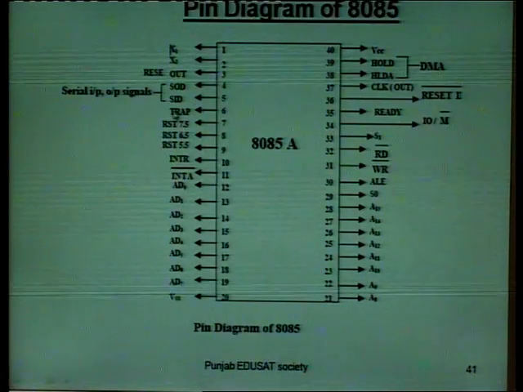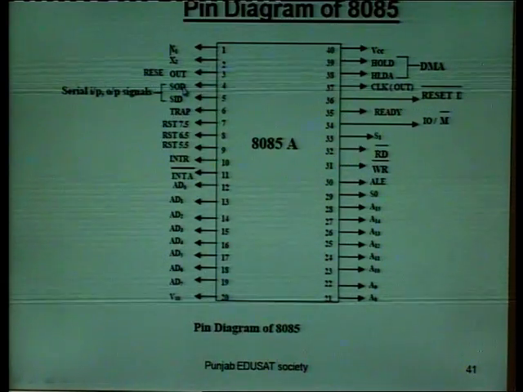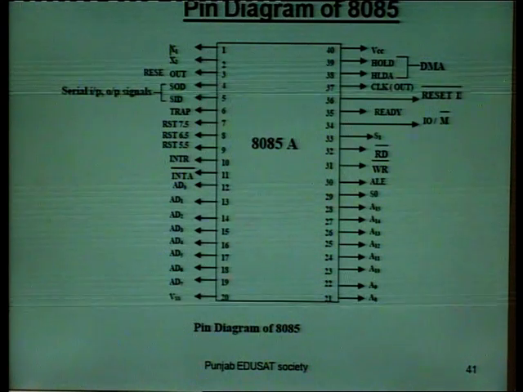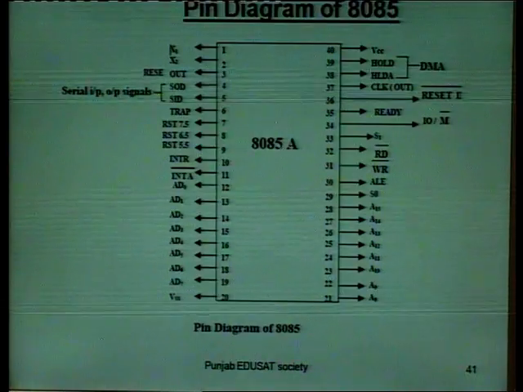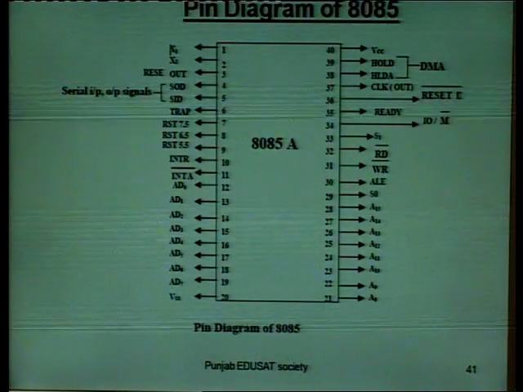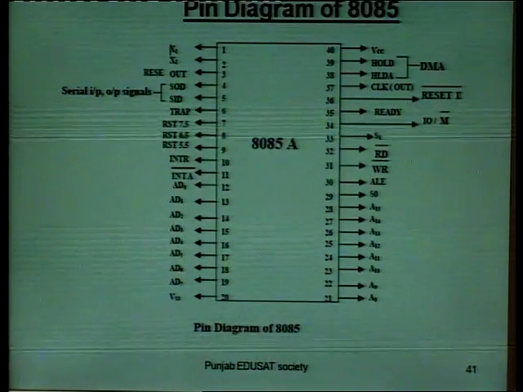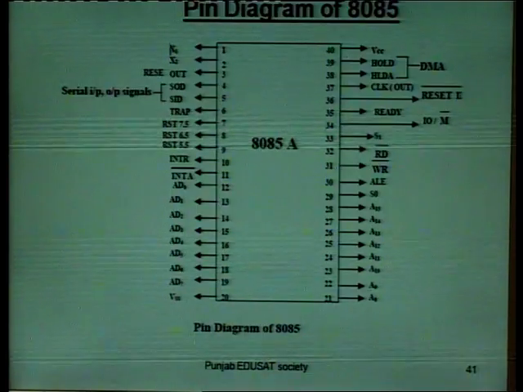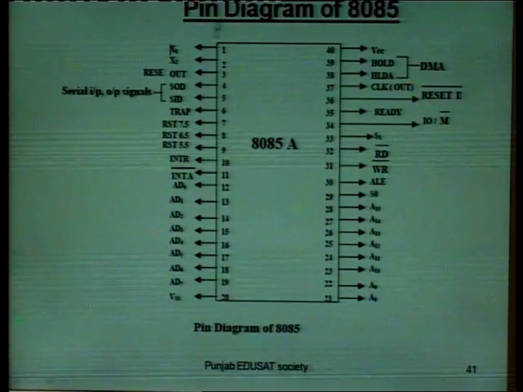After that, we have serial input data and serial output data, SID and SOD. Serial input data is an active high serial input port pin used to accept serially 1 bit data. On the execution of RIM instruction, this data is loaded into the 7th bit of the accumulator.